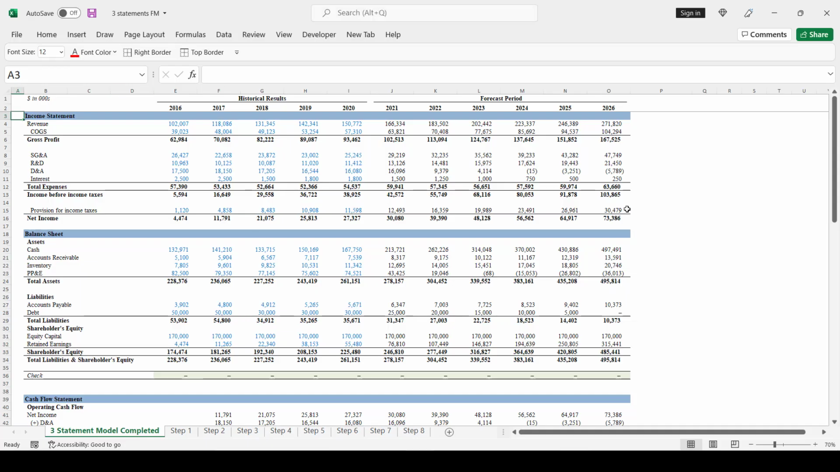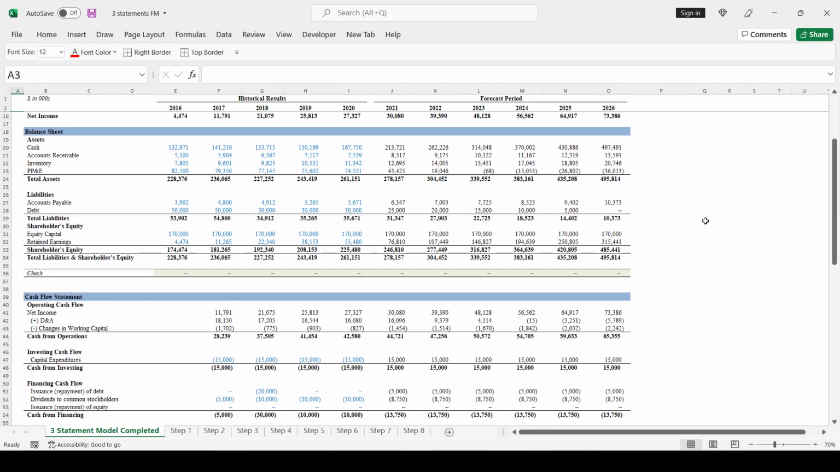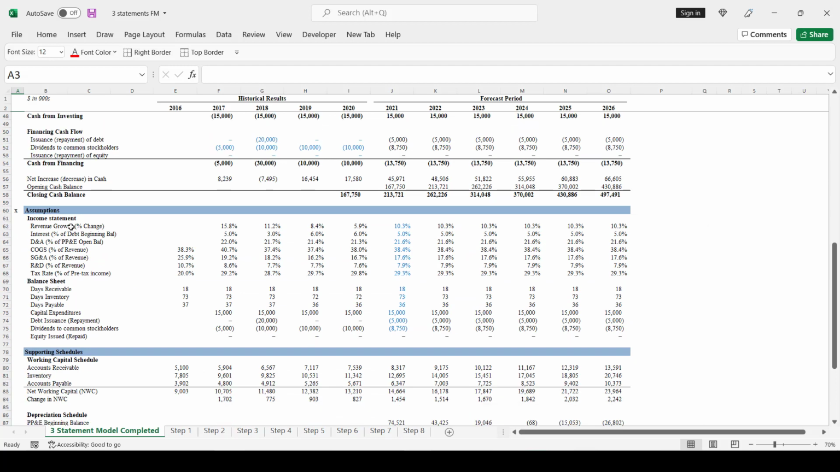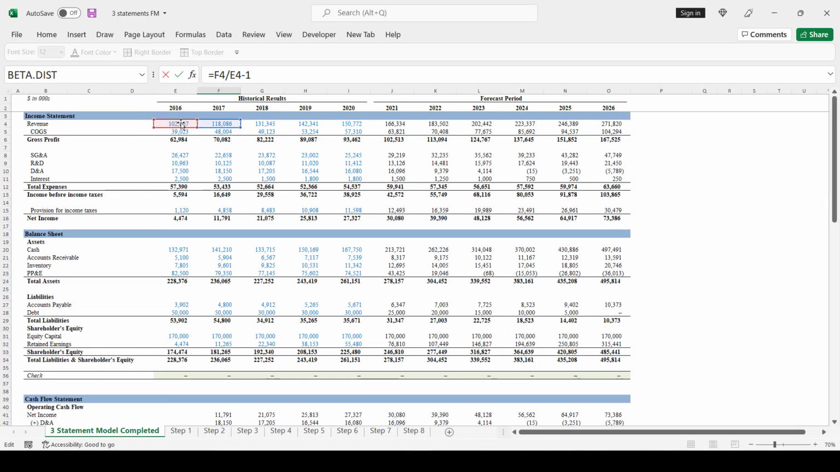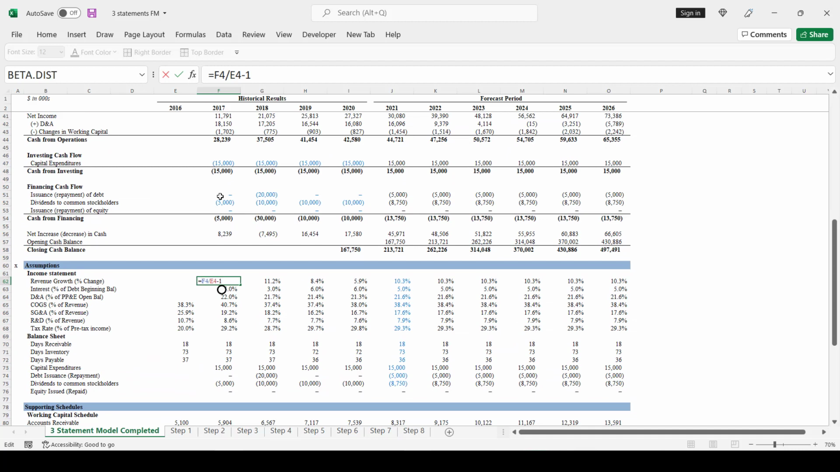This is an example of the model we're going to build in the financial modeling section of the videos. You can see here, for example, in the assumptions, we're doing year-over-year comparisons of, for example, revenue growth, where my revenue growth is my current year divided by my prior year minus 1. You can see the formula here. So this is a great example of year-over-year comparison.